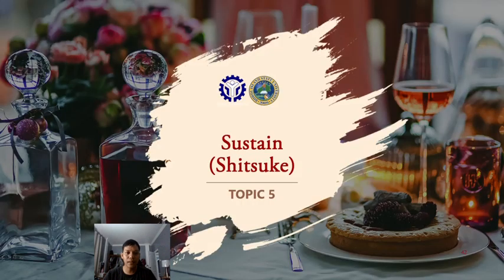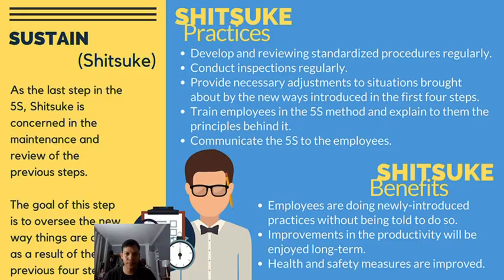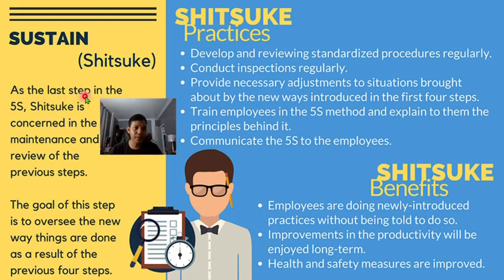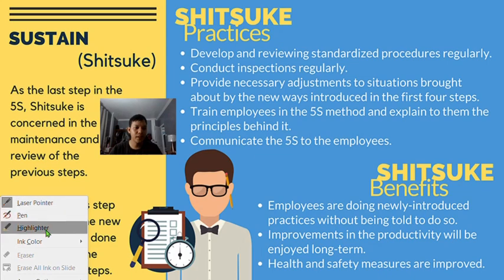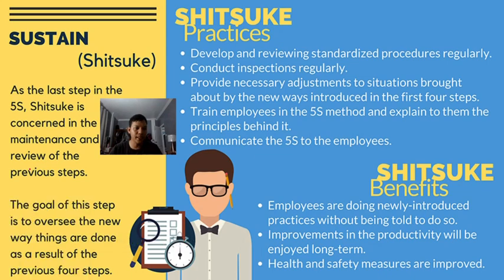So here's the last one, sustain or shitsuke. As the last step in the 5S, shitsuke is concerned with the maintenance and review of the previous steps. So again, the keyword here for sustain is review of the previous steps. Since we already standardized the sorting, the systematizing, and the cleaning, we need to maintain that. We need to put it into standard.